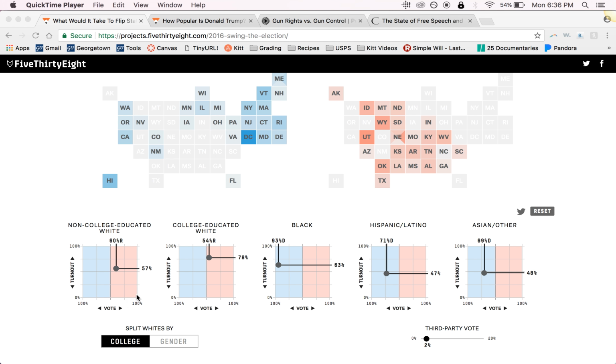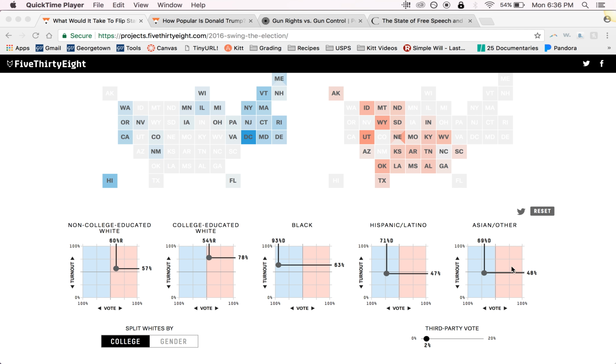So in 2012, 60% of non-college educated whites voted for the Republican candidate, Mitt Romney. 54% of college educated whites voted for the Republicans with a turnout rate of 78%. College-educated voters turn out at very high rates. African American voters were overwhelmingly Democratic at a turnout rate that was equivalent to the white turnout rate, and so forth.